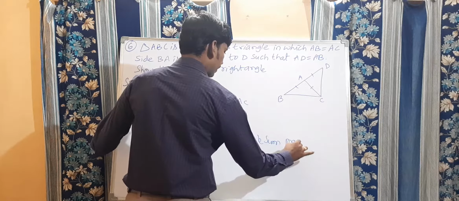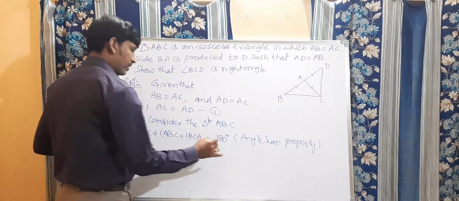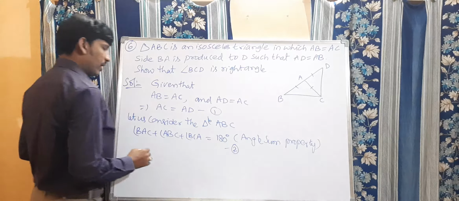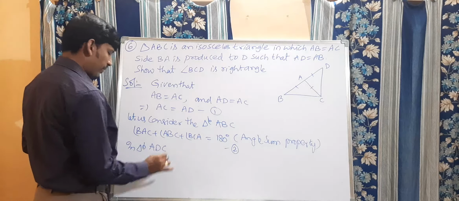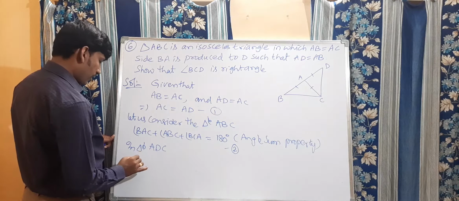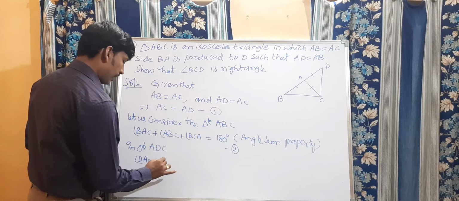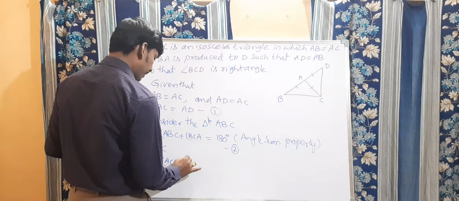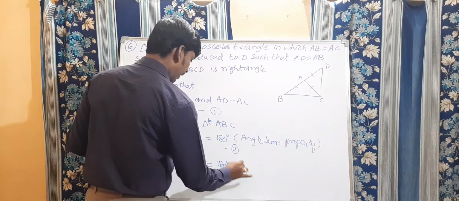Angle sum property. Right? So now this is equation number 2. Equation number 2 we are going to take that. Now again in triangle ADC, angle DAC plus angle ACD plus angle ADC is equal to 180. Here also same thing, angle sum property.